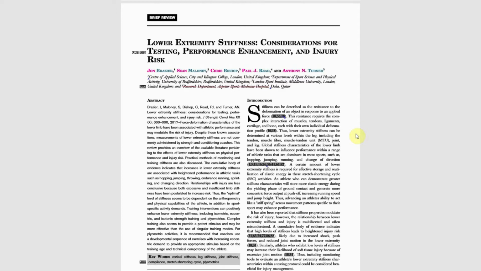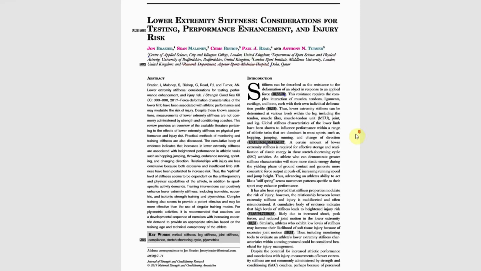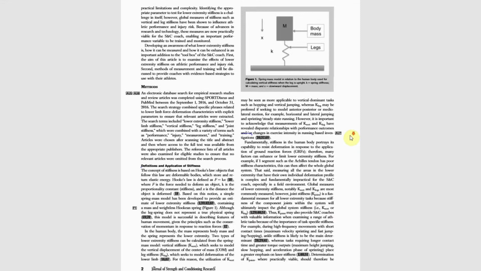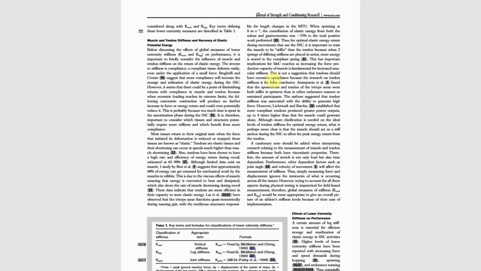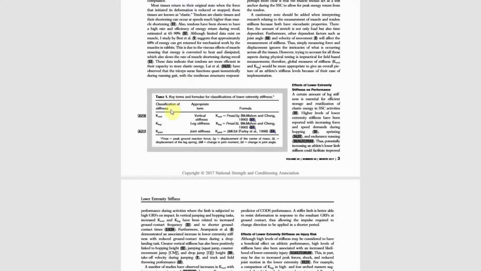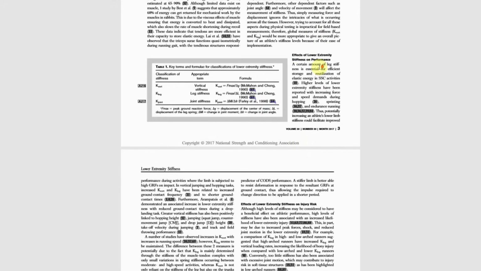As we wanted this paper to be as practically focused as possible, while stiffness could be measured at a variety of levels within the leg, such as the tendon, muscle fibre, joint and even at the cellular level, we focused on global measures of stiffness, namely vertical and leg stiffness, as these are the most practically viable to test within a strength and conditioning field-based setting. So the paper starts by giving definitions and applications of stiffness, as to when and how it could be used, and Table 1 gives a classification of stiffness, the appropriate terms and the formula for vertical stiffness, leg stiffness and joint stiffness.